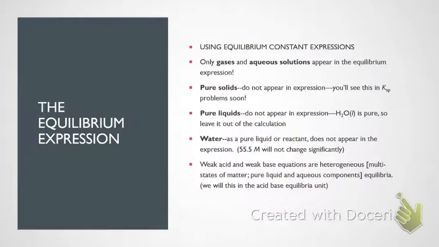So here's the thing about equilibrium constants. You're only going to be using gases or aqueous solutions. They're the only things that appear in the equilibrium expression. Pure solids do not appear. We'll see that in Ksp. Pure liquids, as in water, do not appear in the equilibrium expression. Weak acids and weak bases will appear, but that is a different unit. That's acid-base equilibrium, and that's typically one of the more difficult units. That's what most kids struggle with in AP Chem is the acid-base equilibrium.